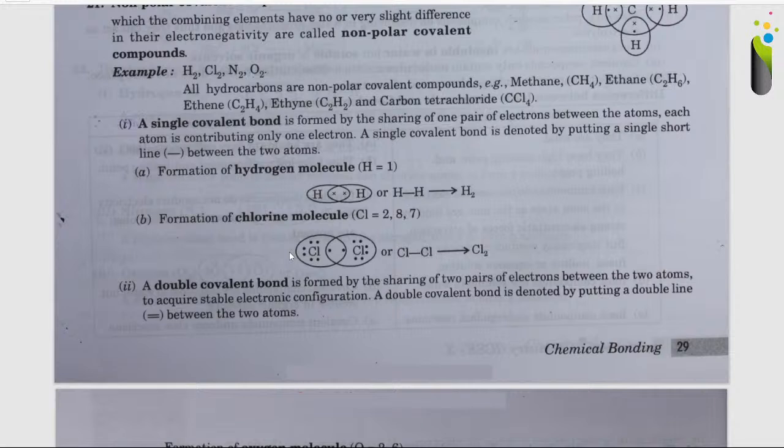Coming to the next, formation of chlorine molecule with an atomic number of 17. As you can see, the chlorine atom has 17 electrons. So the last shell has only 7 electrons and it needs only 1 electron to complete its octet. So it shares this electron with another chlorine which is also in search of one more electron to complete its octet. So it forms a single bond, and such a bond is called a single covalent bond when a single pair of electrons is being shared between two atoms.